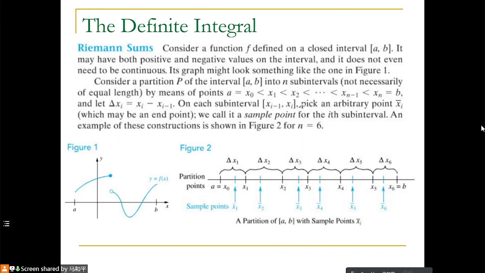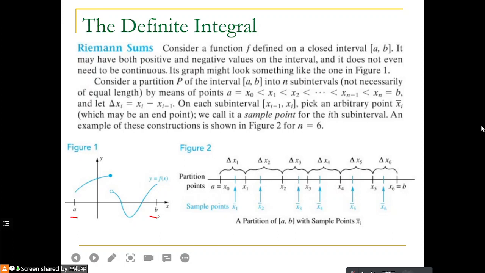Oh, and maybe we will learn the Riemann sums. Consider a function f defined on a closed interval [a, b]. It may have both positive and negative values on the interval, and it does not even need to be continuous. Its graph might look something like the one in figure 1.